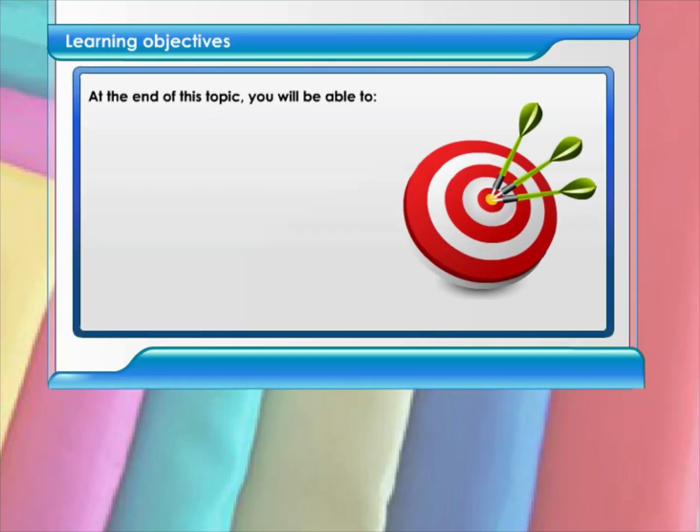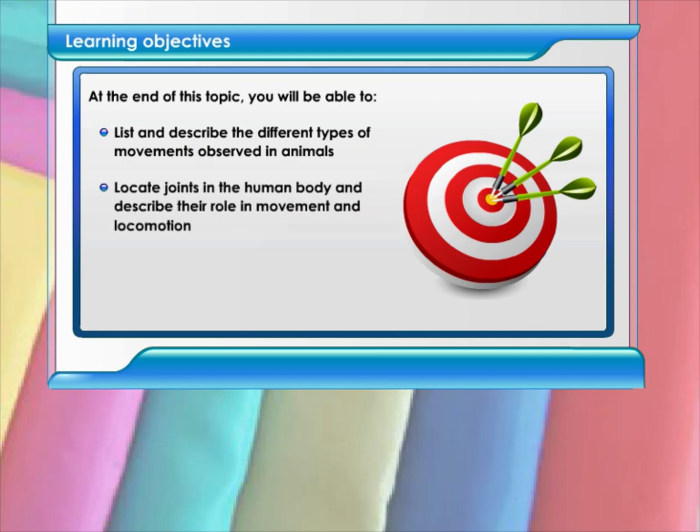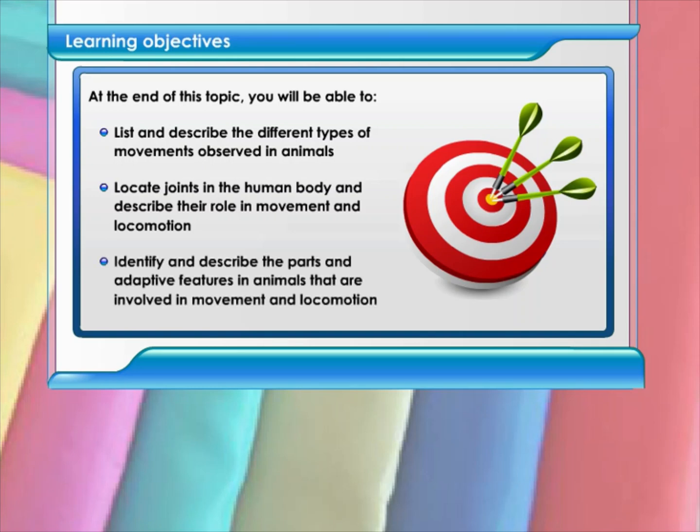Learning objectives. At the end of this topic, you will be able to list and describe the different types of movements observed in animals, locate joints in the human body and describe their role in movement and locomotion, identify and describe the parts and adaptive features in animals that are involved in movement and locomotion.